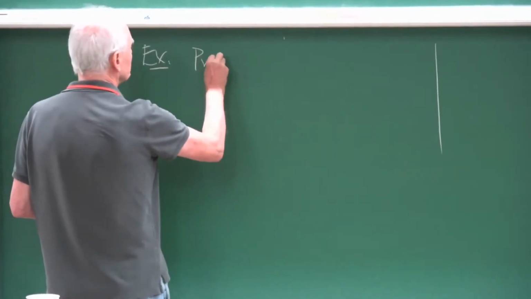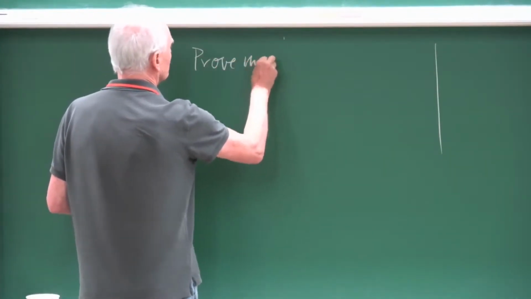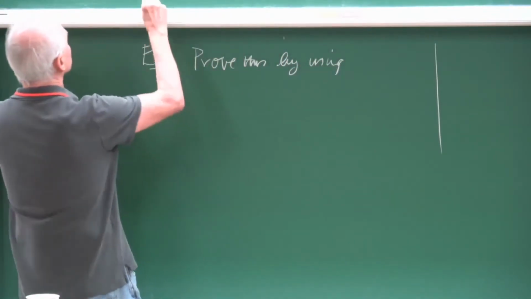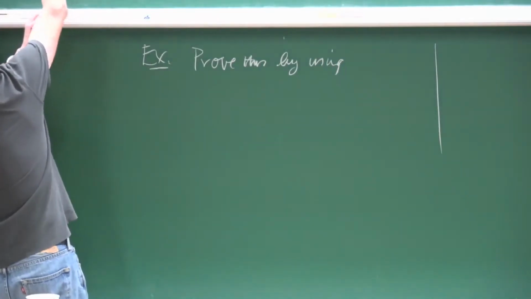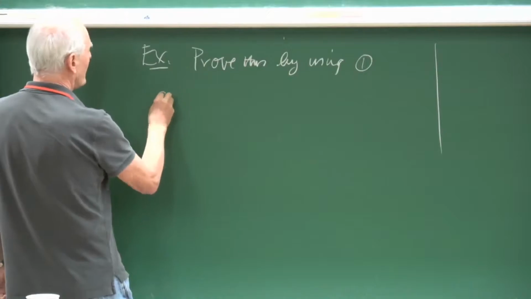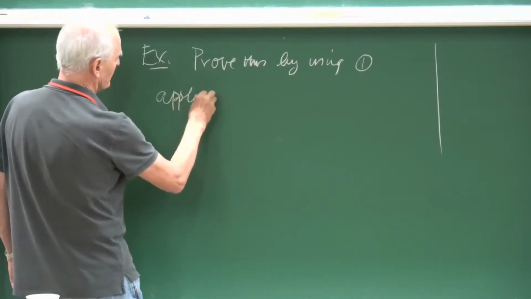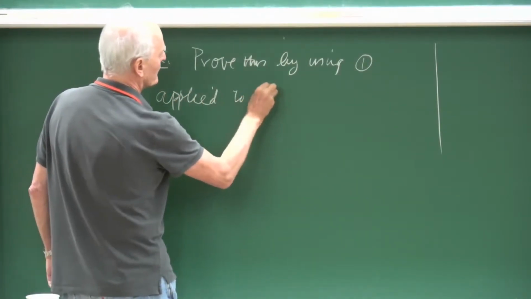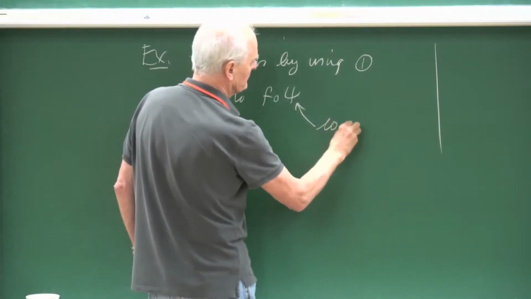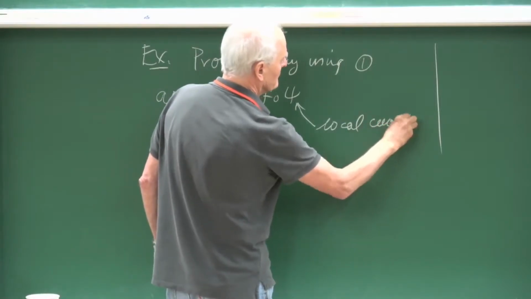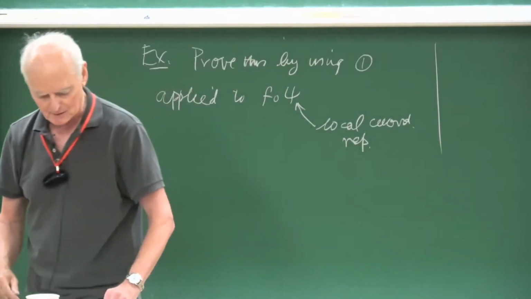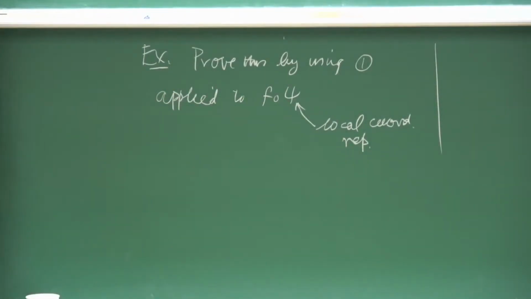Prove this by using the formula from Rn, that's formula 1, the formula for Rn, applied to the composite of f with a local coordinate representation. This is a local coordinate representation. So give that a try for yourself. If you get stuck, take a look in the text. You'll see the argument is just a few lines.